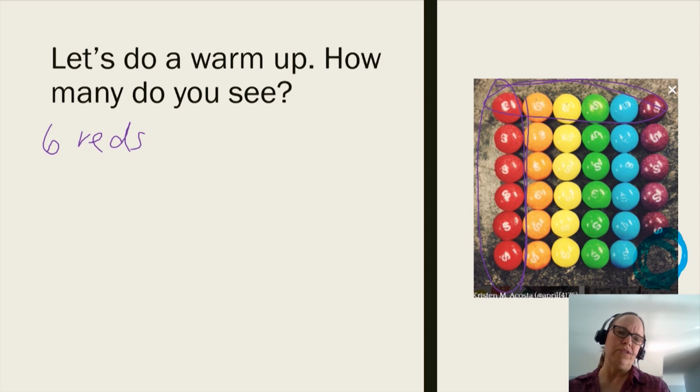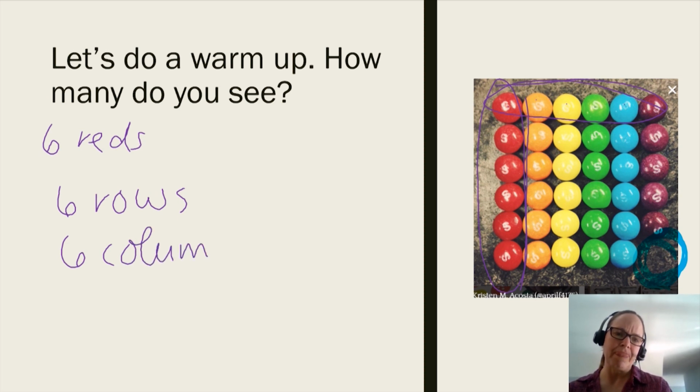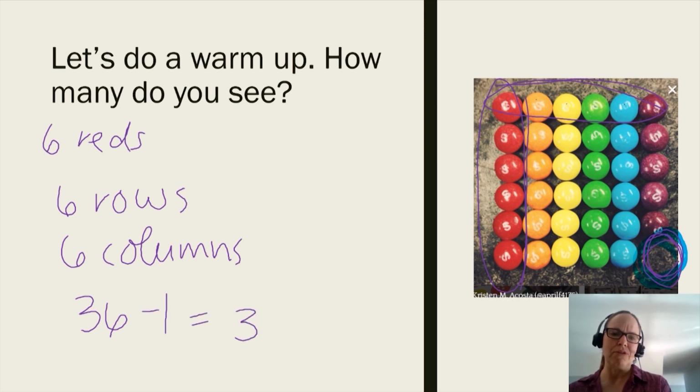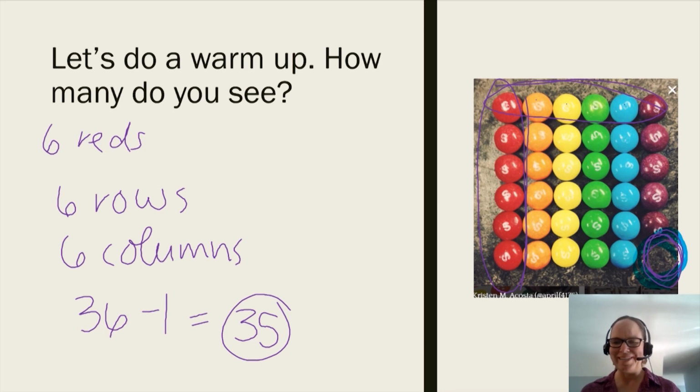Well, if I know that there's 6 rows and 6 columns, that means that there's 6 sixes, right? And if I know my sixes, if I can count by 6, 12, 18, 24, 30, 36. Now I have one little problem. Do you remember? What about this right here? There's 1 missing. So I would subtract one of the purple ones to get 35. Is that what you got?